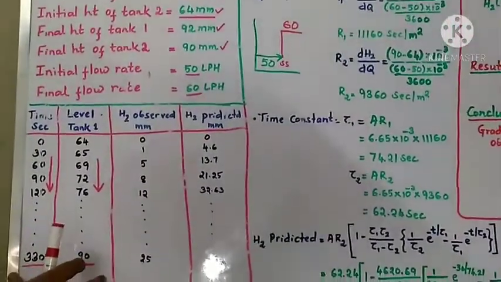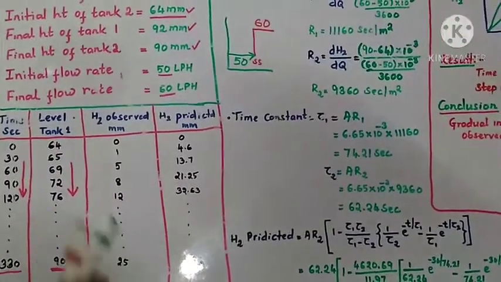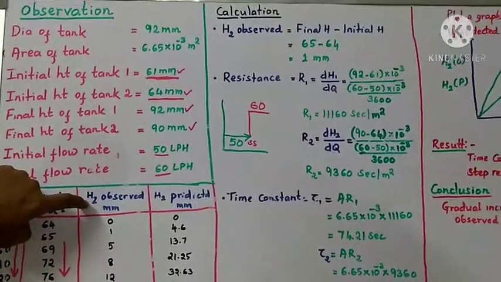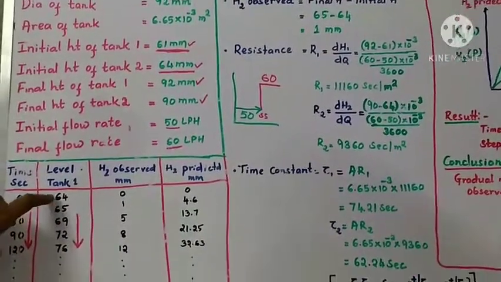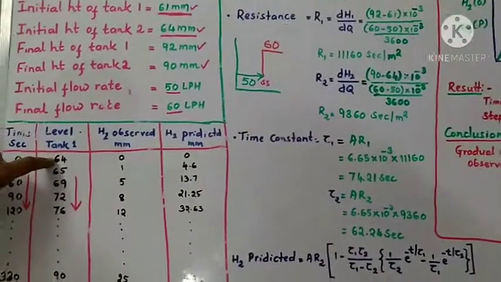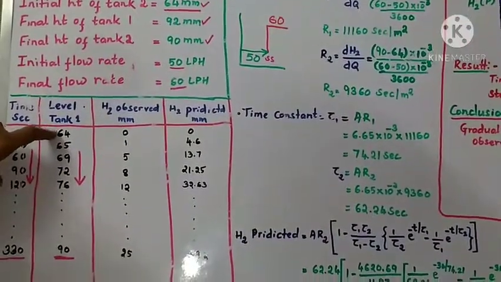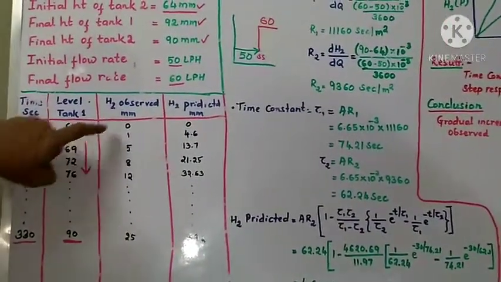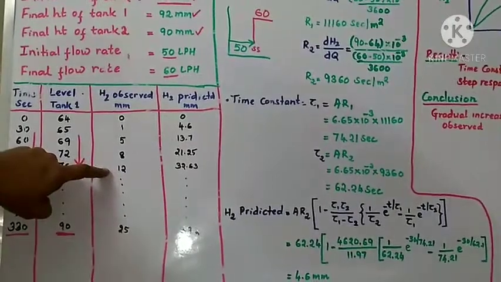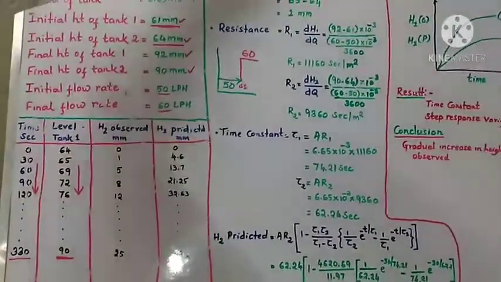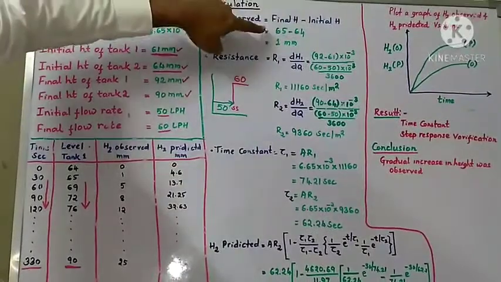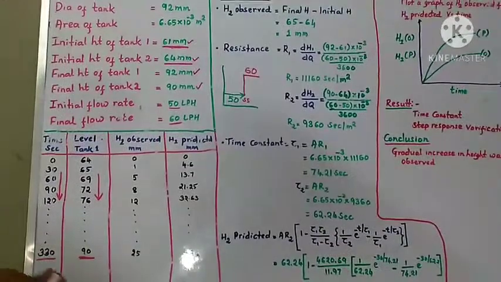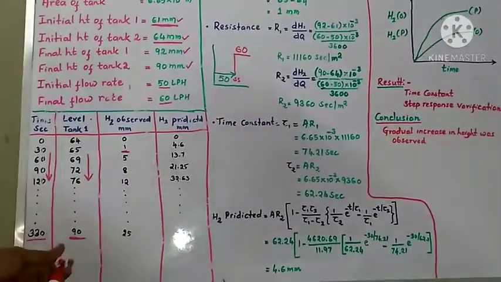So this is a tabular column, and these are the observed calculations. First calculation is H2 observed. H2 observed is what? It is 65 minus 64. This 64 is the steady state. 69 minus 64. 72 minus 64. 76 minus 64. So this is H2 observed. Therefore H2 observed is equal to final height minus initial height. What is the final height? 65. Initial height is 64. Therefore 1. You can see here, this is the first value.